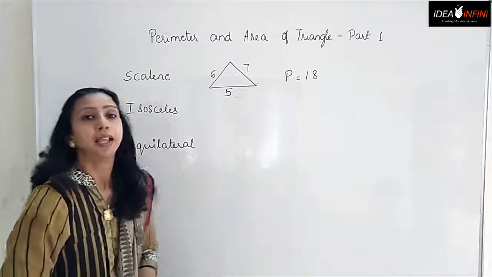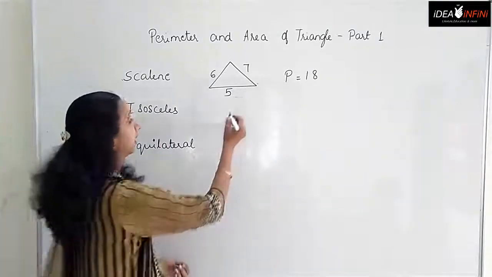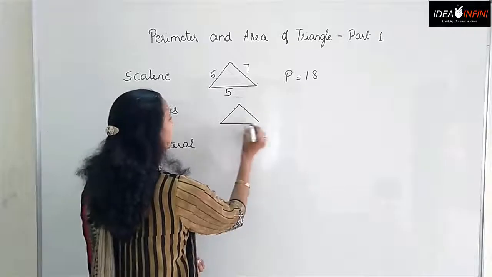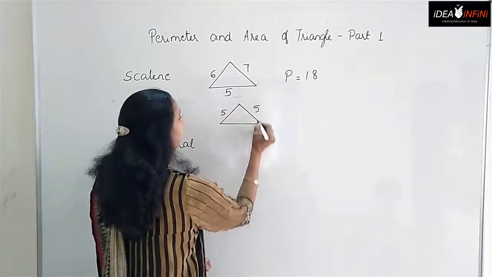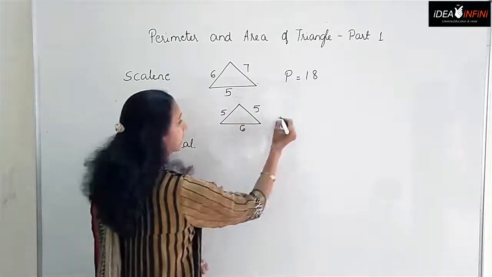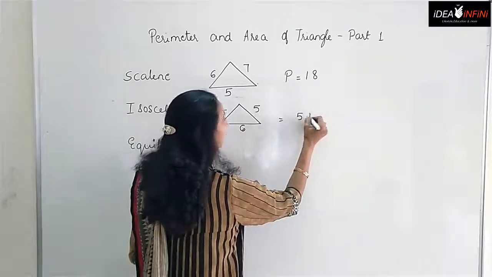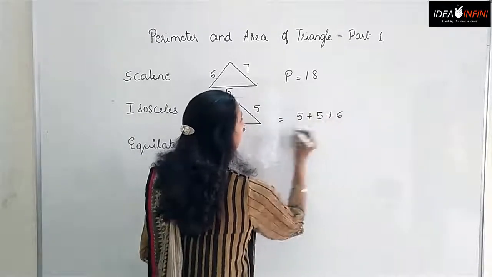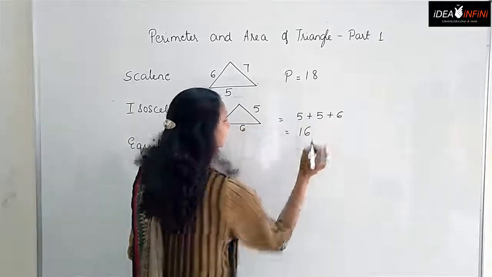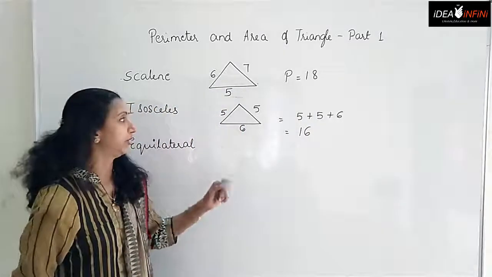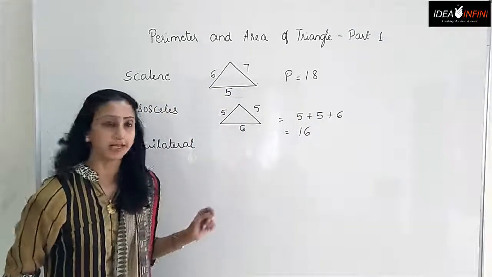In an isosceles triangle, there are two sides which are equal. Suppose these are 5, 5 and this is 6. So the perimeter will be 5 plus 5 plus 6. That means 16 units. So this will be the perimeter because I add up all the sides.